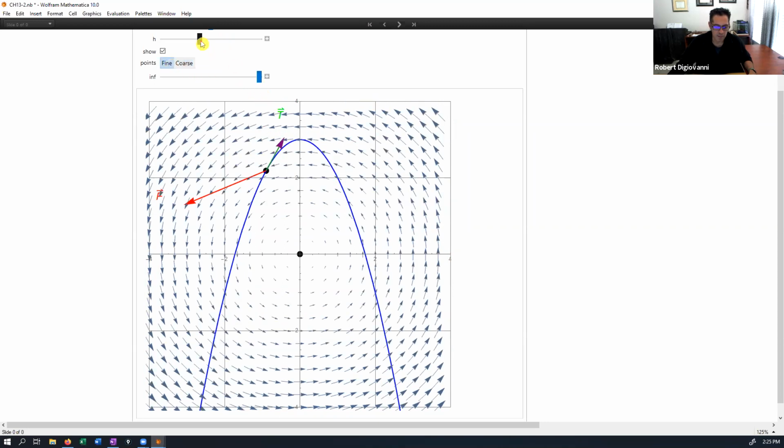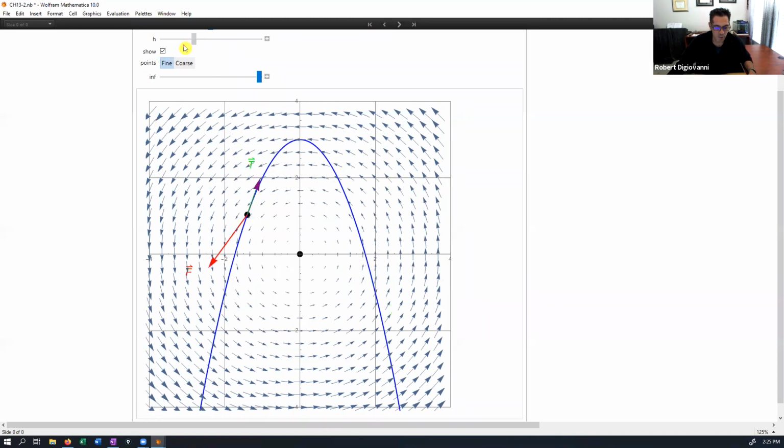Yeah, maybe that'll help. So also notice the length of the vector is changing, right? It's bigger, a long vector, but as I get closer to the x-axis, it gets shorter. So I need to back up.